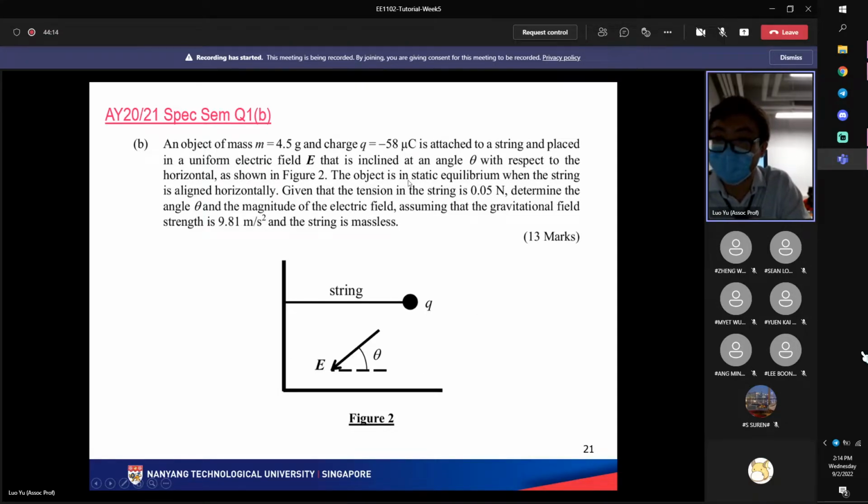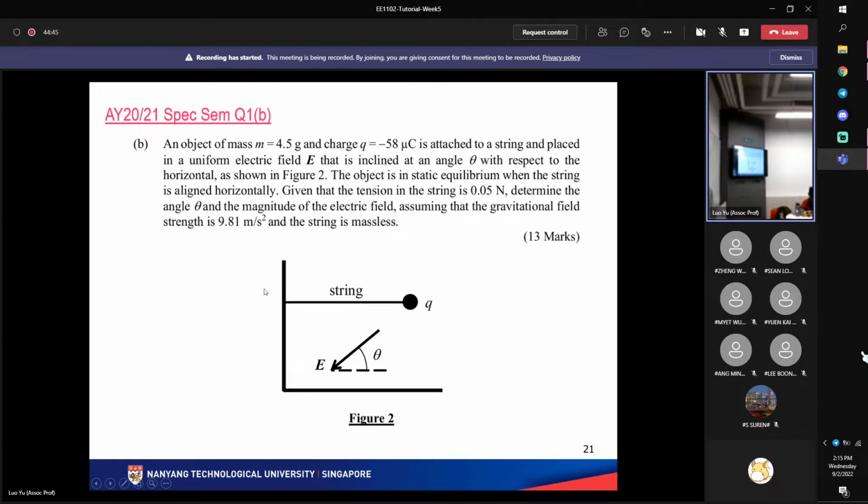The object is in static equilibrium when the string is aligned horizontally, which means the string will give us a tension force along the horizontal direction. Given that this tension force in the string is 0.05 Newton, I want you to determine this angle theta, as well as the magnitude of the electric field.